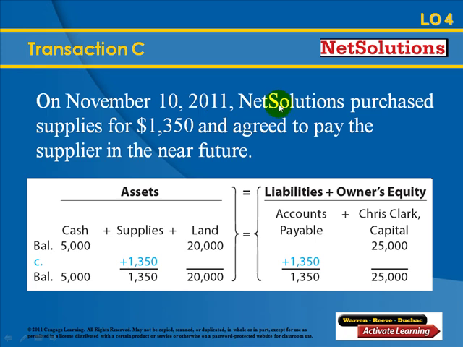On November 10th, Net Solutions purchased supplies for $1,350 and agreed to pay the supplier in the near future. Anytime we talk about paying somebody later, we create what's called accounts payable, which is a liability. We go ahead and list it as an asset, but we also owe against it. So we have cash for $5,000. We create the supplies account and put $1,350 in it, and we still have our land of $20,000. So together our assets equal $26,350. We now have accounts payable of $1,350, and we still, as the owner, have leverage of $25,000 against the $26,350 worth of assets.